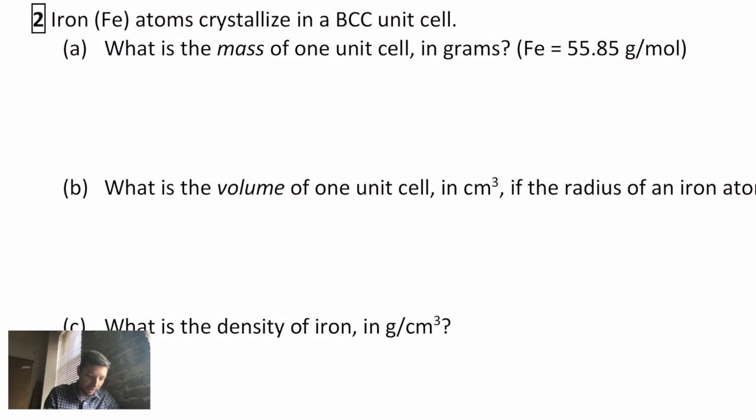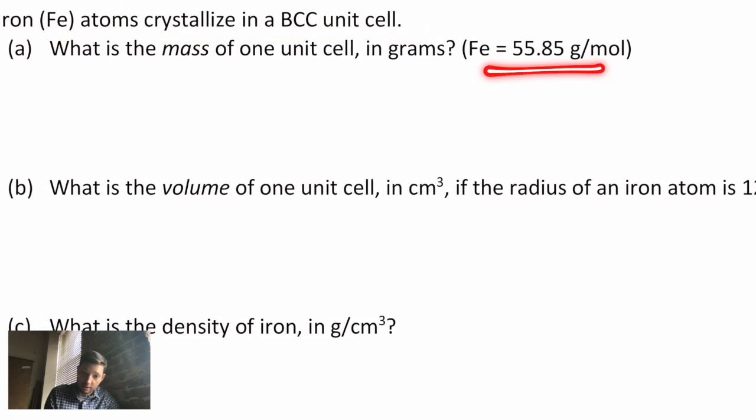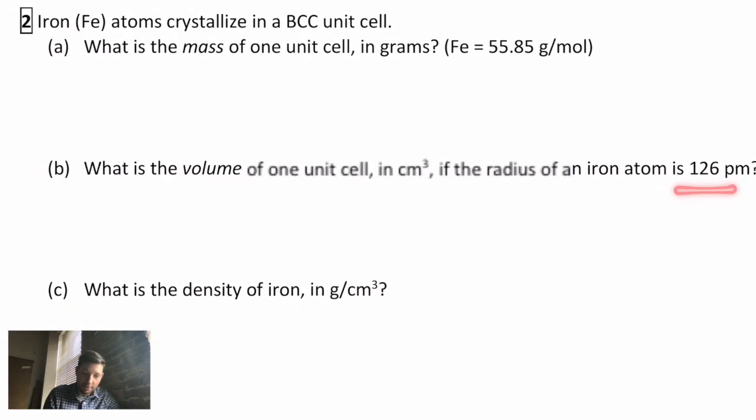So the first problem says, if iron happens to crystallize in a body-centered cubic unit cell, and we know its atomic mass and its atomic radius, can we get the density of the iron? And yes, we can. So let's walk through that.